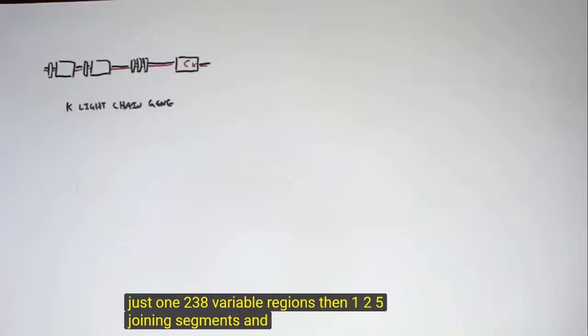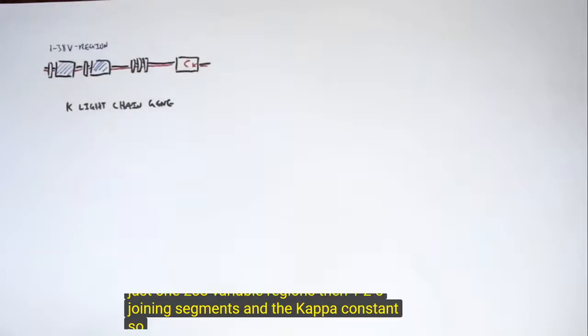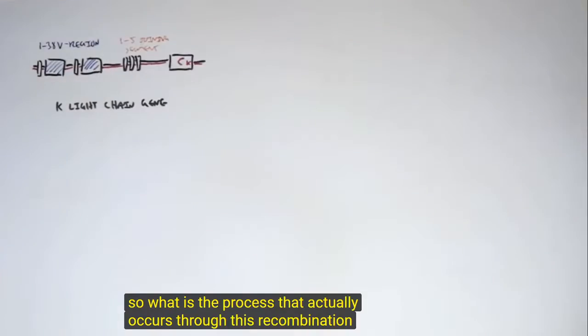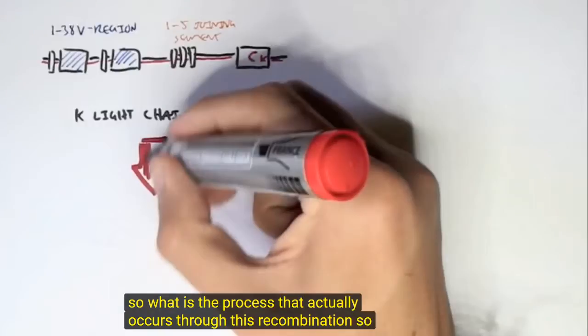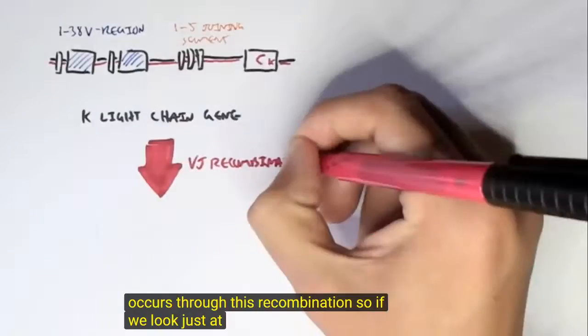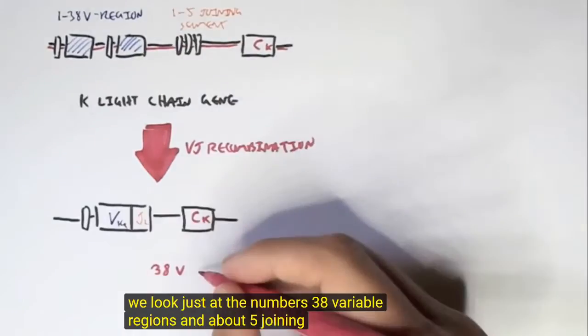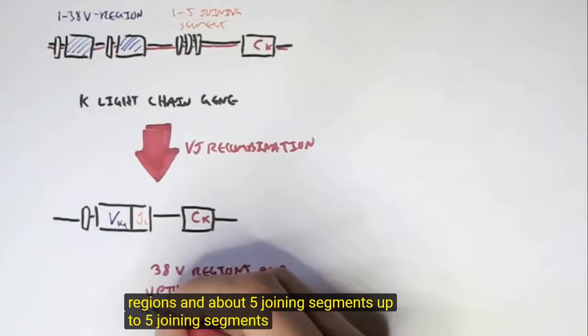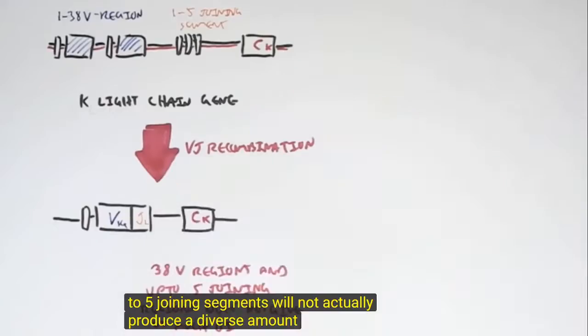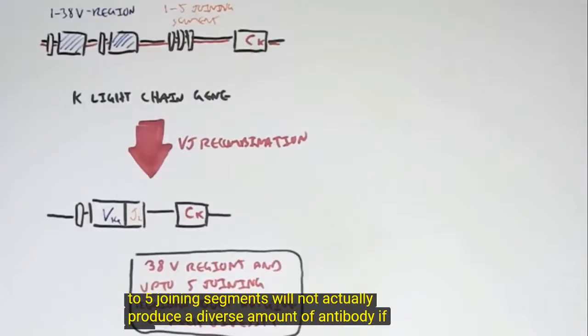and the kappa constant. So what is the process that actually occurs through this recombination? If we look just at the numbers, 38 variable regions and up to 5 joining segments will not actually produce a diverse amount of antibody if you do the maths.